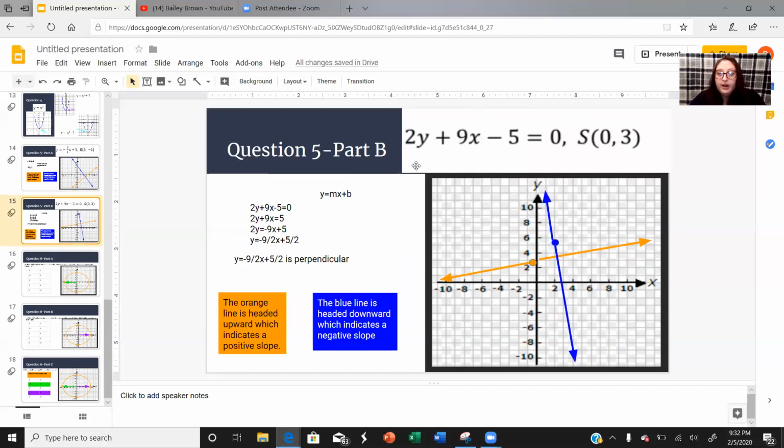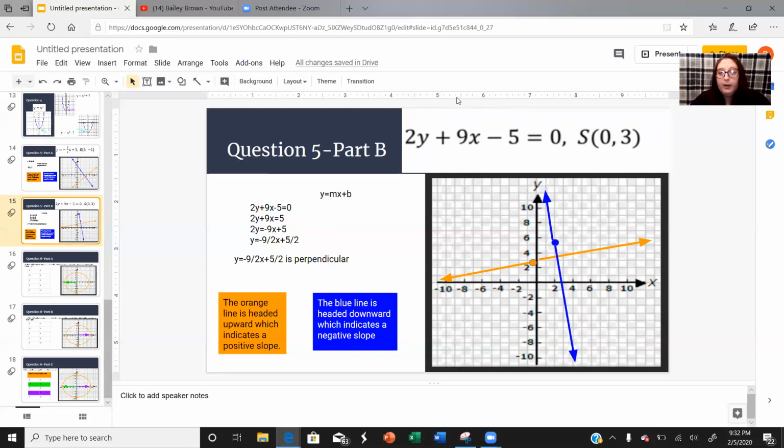Part B of question 5 is 2y plus 9x minus 5 equals 0, and point S is at (0, 3). So we'll start with our point S. It says 0, 3, so we're not going to go anywhere. We're going to stay right here, and we're only going to go up 3 and plot our point. And we will continue the lines with that.